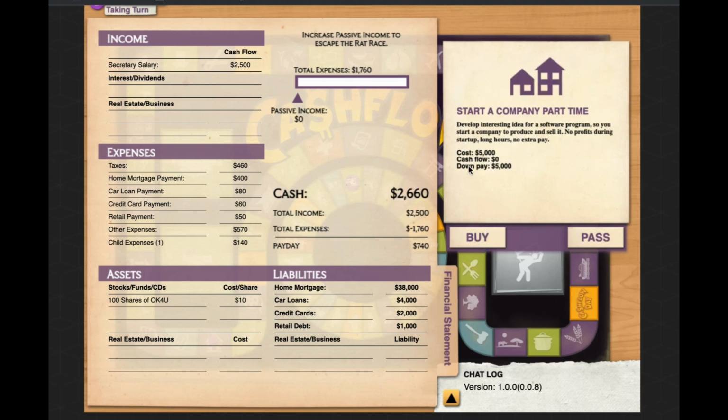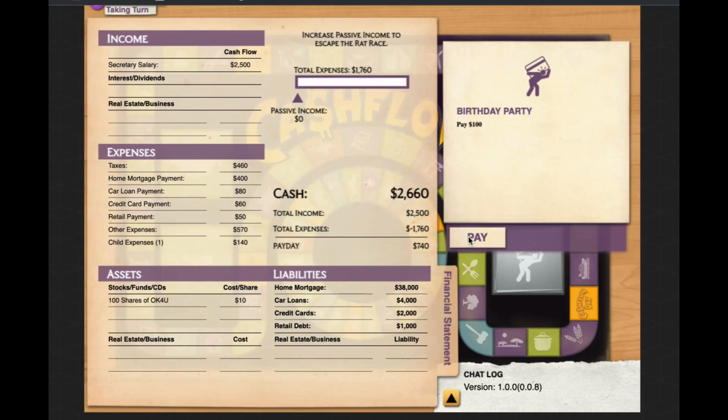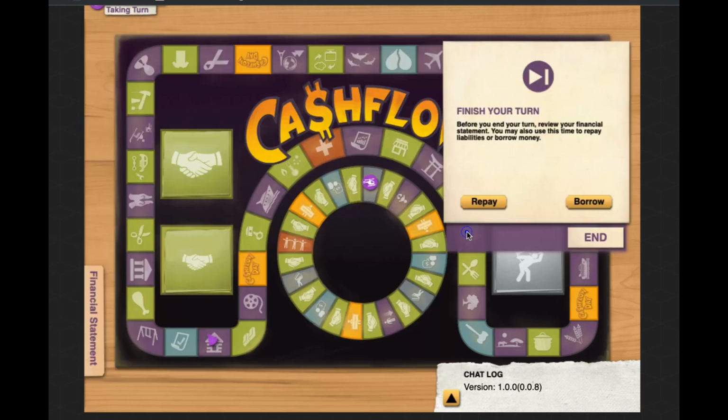Another small deal, start a part-time company, no cash flow, with down payments $5,000. I'm not interested. Sometimes these can work out pretty good in the game. Another birthday party, pay $100. Okay.